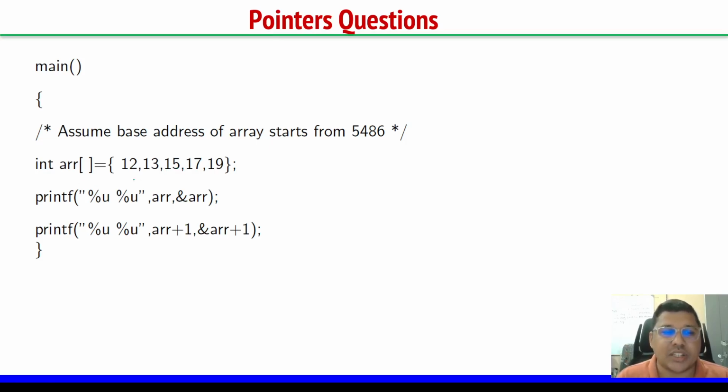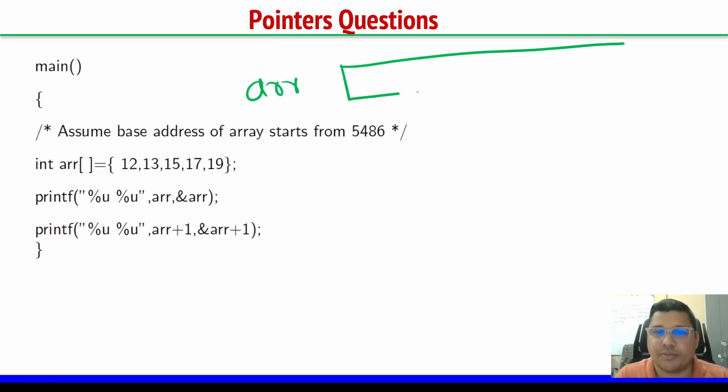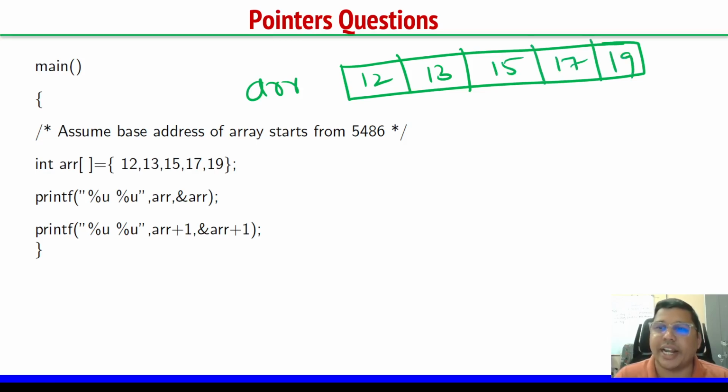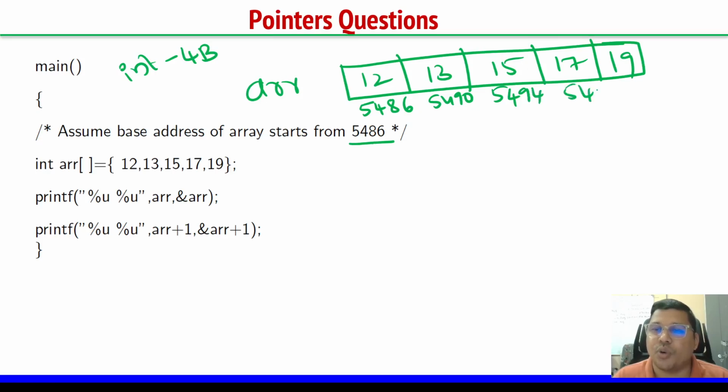So, you are given a single dimension array ARR which contains 5 elements: 12, 13, 15, 17 and 19. Assume the base address of the array starts from 5486. So, this is 5486, this is 5490 because plus 4, assuming integer takes 4 bytes, then 5494, 5498 and this is 5502. So, we have an array like this.